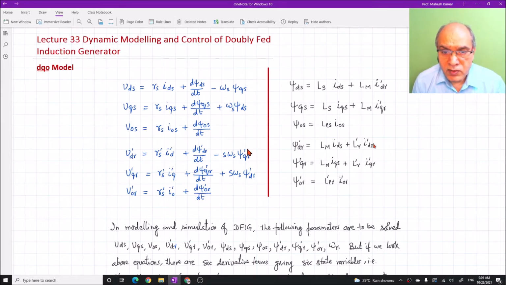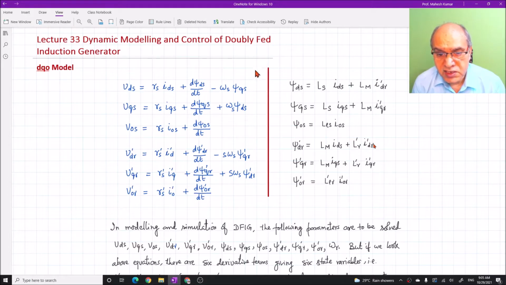So when we want to simulate or study the dynamics of the DFIG, we need to study these equations. We have to solve for the variables based on these equations. How is this done? By forming the state space model in the form of first order differential equations.